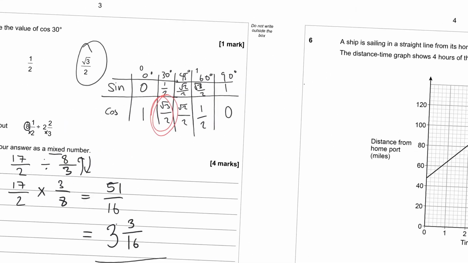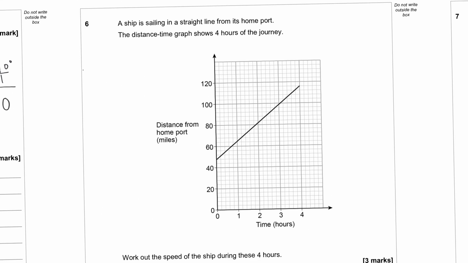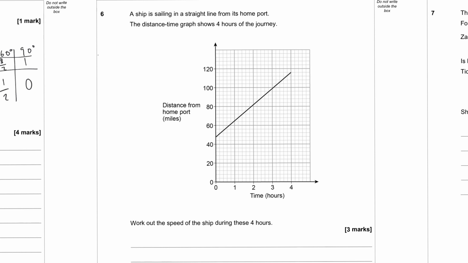All right, so moving on to question 6. So question 6, we've got a ship and it's sailing in a straight line from its home port. So basically we need to work out its speed. So really and truly you're thinking about that speed is equal to distance divided by time, an equation that you may see if you do physics as well.